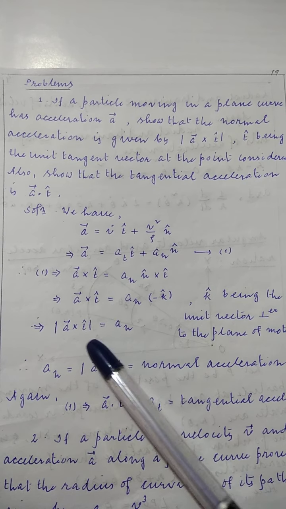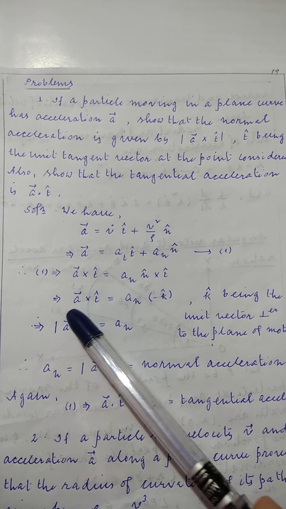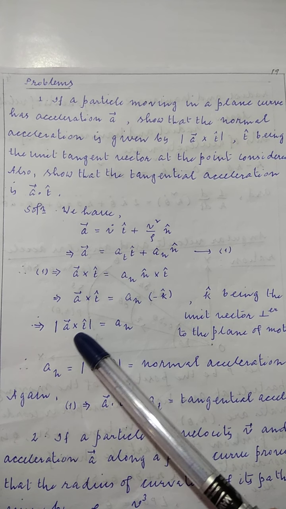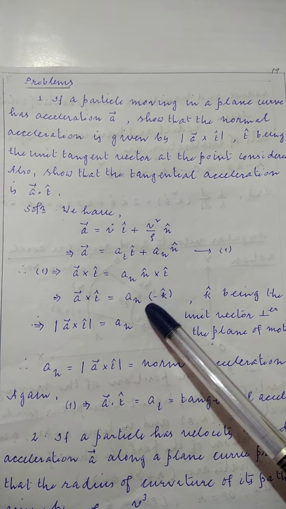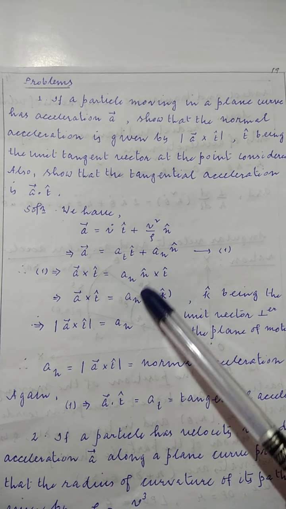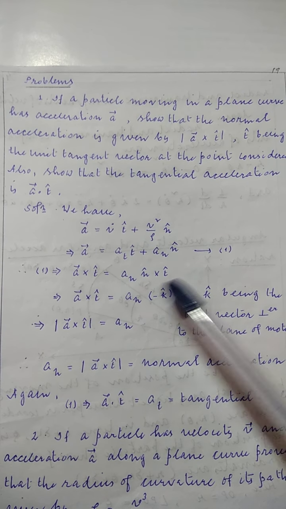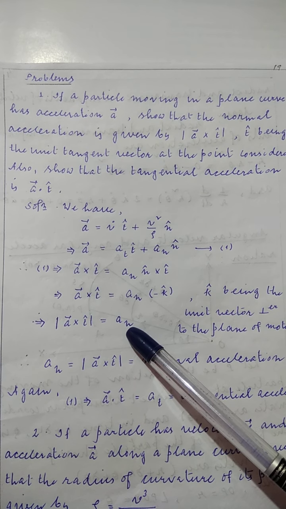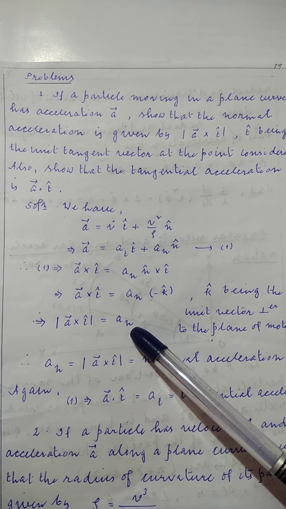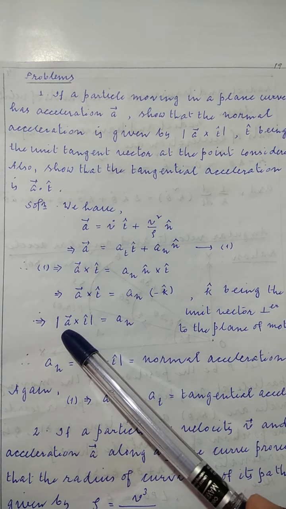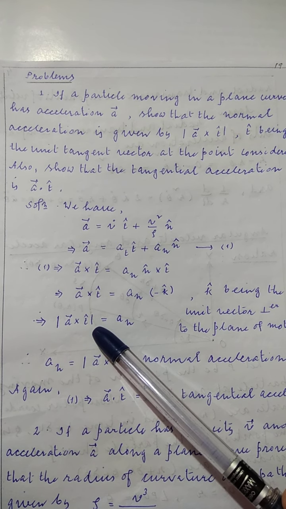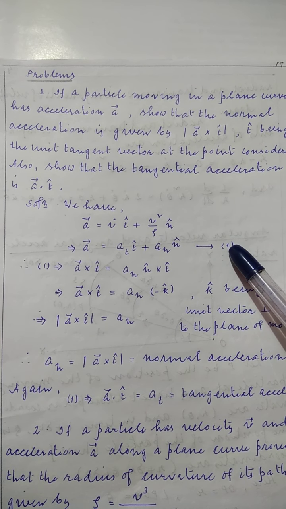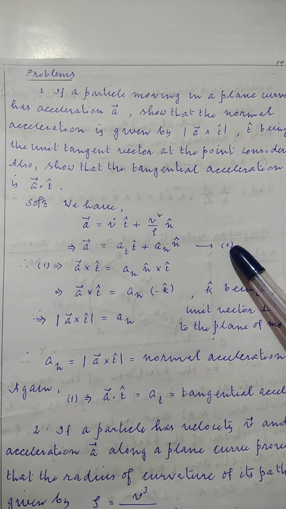Now take the magnitude of both sides of this equation. The magnitude of vector a cross t cap is equal to a_n, because the magnitude of the unit vector is 1. So this is the expression for normal acceleration. The normal acceleration in this case is given by the magnitude of the cross product of vector a and t cap.